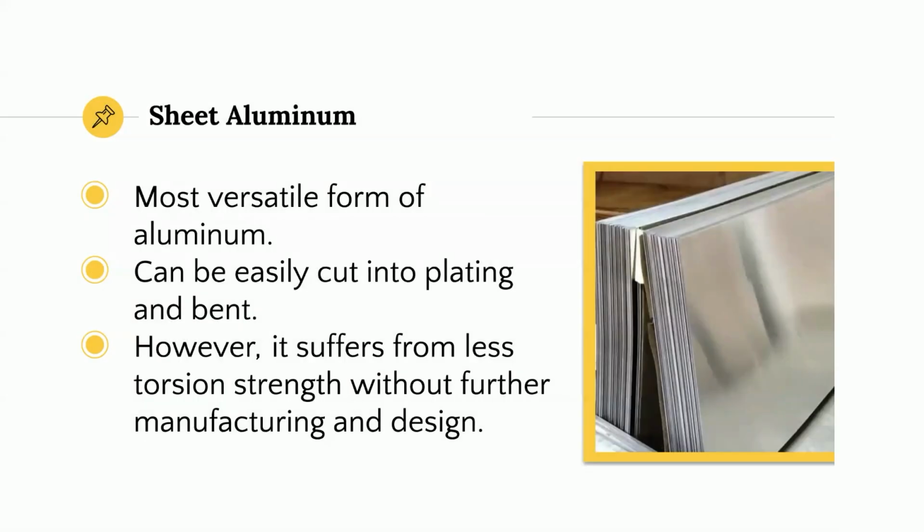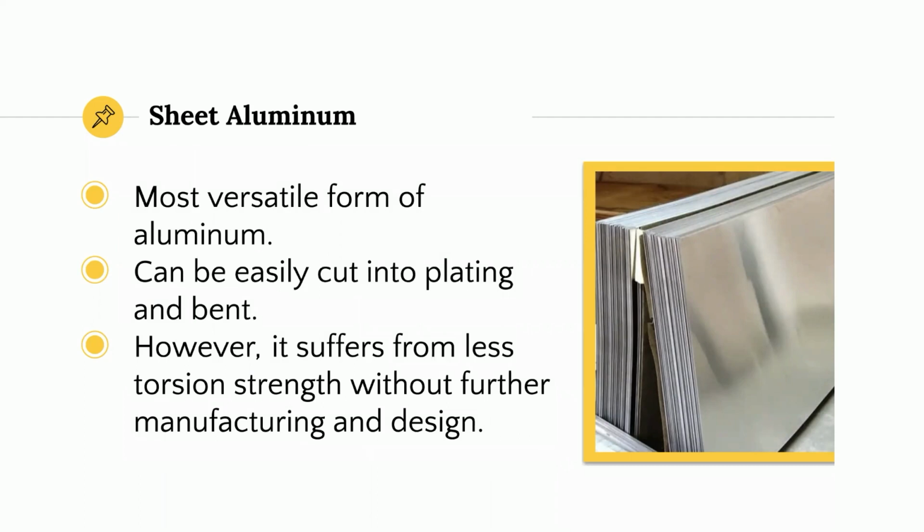Sheet aluminum is the most versatile form of aluminum. This can be easily cut into plating and bent. However, it suffers from less torsion strength without further manufacturing design. Essentially, when you just have a plate or sheet of aluminum, it's very easy to twist it. Typically, it's strong in one angle, but not strong in the other angles. That's what the next two forms are meant to fix.